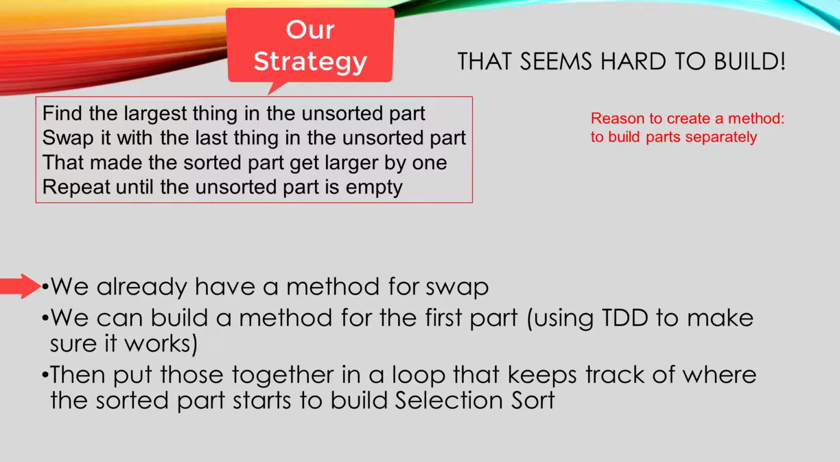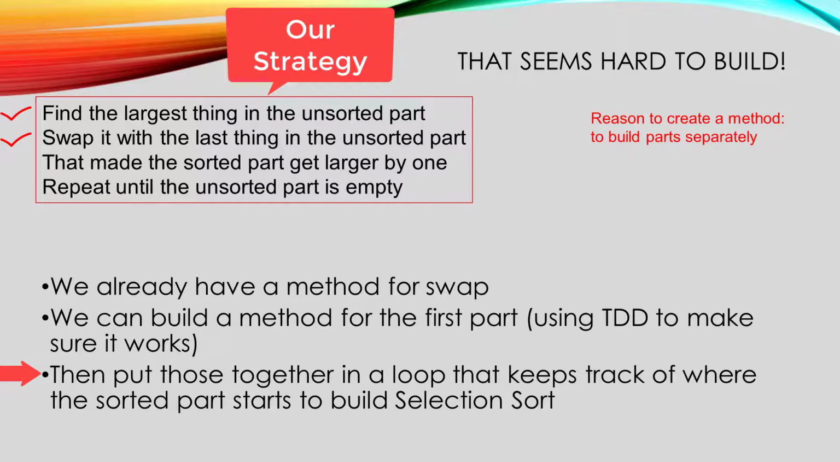The good news is that we already have a method to swap 2 positions of the array, so step 2 is done. We can write a method that walks through the unsorted part of the array, finding the biggest thing, so that takes care of the first 2 steps.